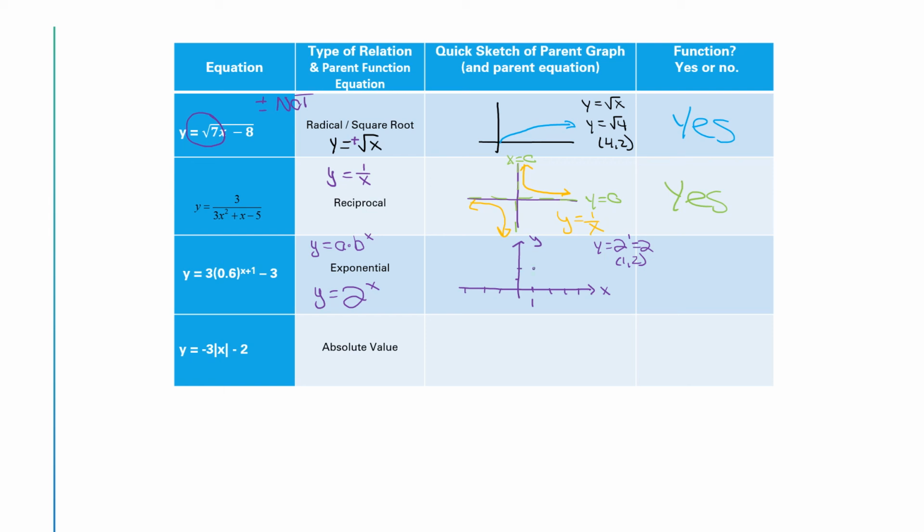So there's a coordinate there. If I sub in a 0, I'm going to get 2 to the power of 0, which is 1. So 0, 1. And then if we sub in a negative 1, 2 to the power of negative 1, hopefully you remember what that is. That is 1/2. So that's down here.